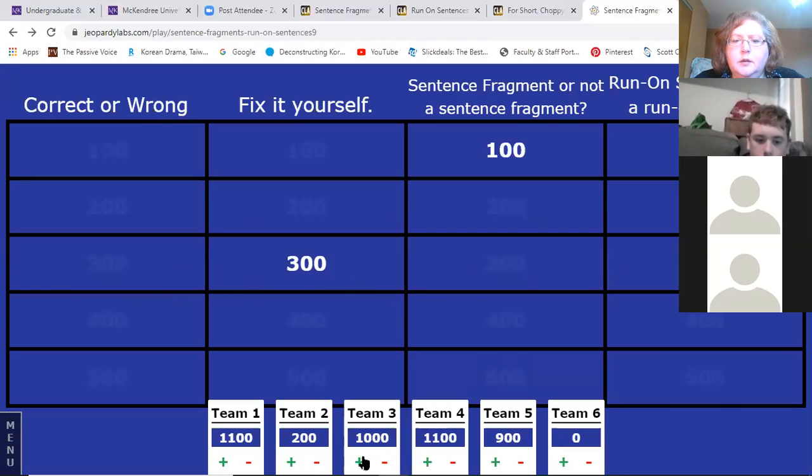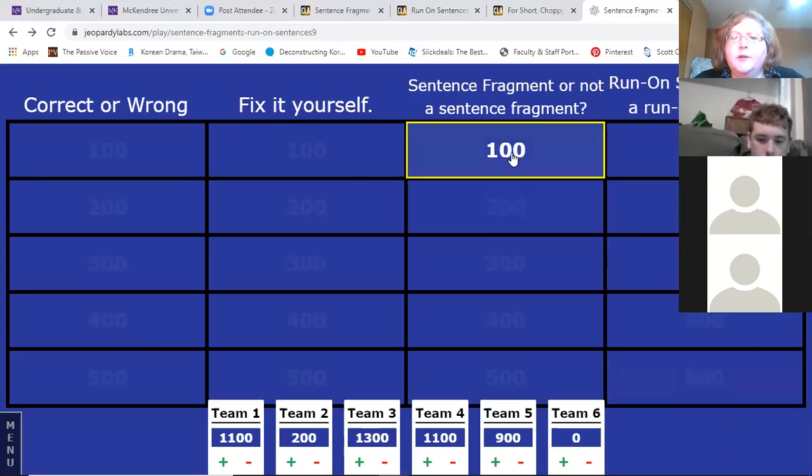All right. Team 4. I've been going the last 3 times. I'd want Lizzie and Maddie to just have a chance. Okay. Somebody from Team 4 want to choose one? You got 2 choices. Okay, I'll go with sentence fragment or not a sentence fragment. Thanks, Anurag.